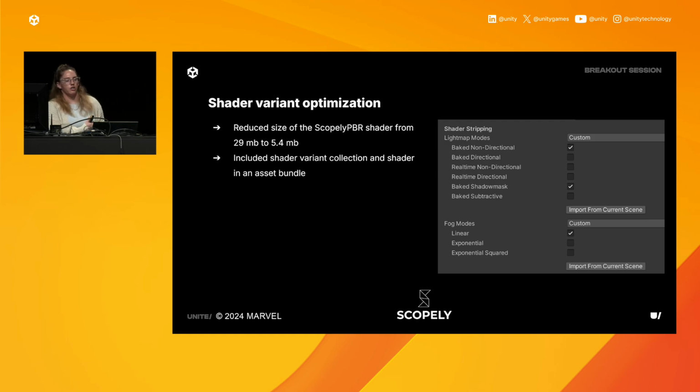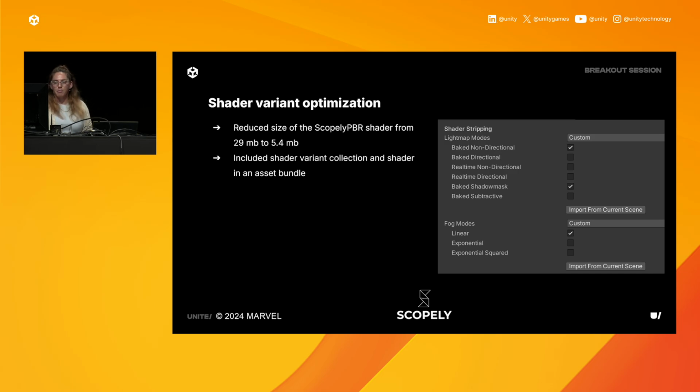Initially, we didn't have the baked shadow mask selected, so our shadows didn't show up correctly on device. Even though we had the correct variants in the shader variant collection, we could see the keywords there, they were getting stripped from the build because we didn't have this setting checked. Once we checked it, then it showed up on build and everything was great.